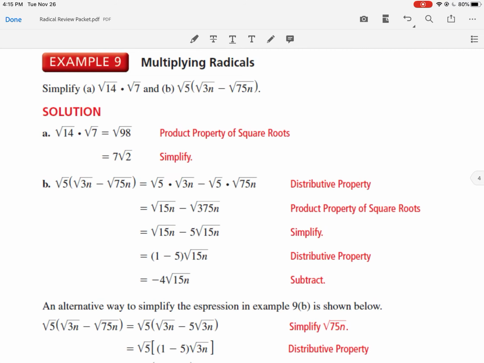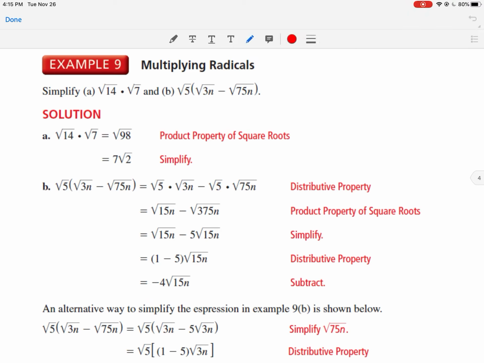Okay, so like square root of 14 times square root of 7. Square root of 14 makes it nice because that's a 2 times a 7. And 7 is itself, so it's going to bring another one. So 7 is going to come out, 2 is going to stay in.